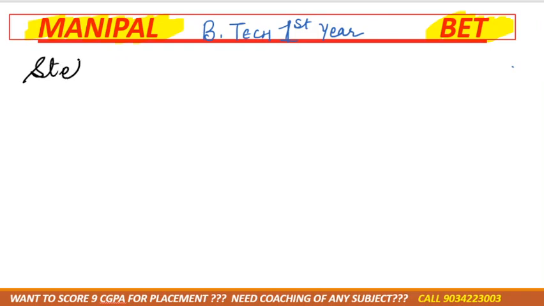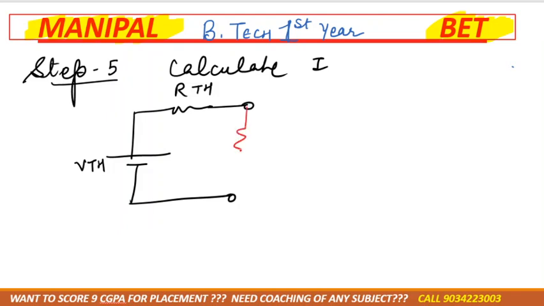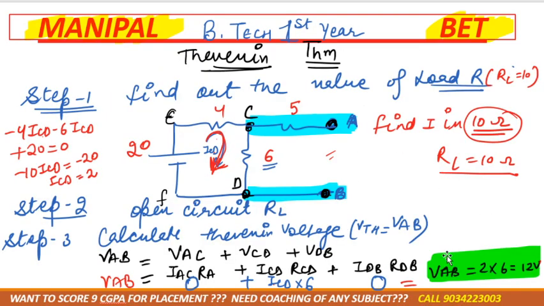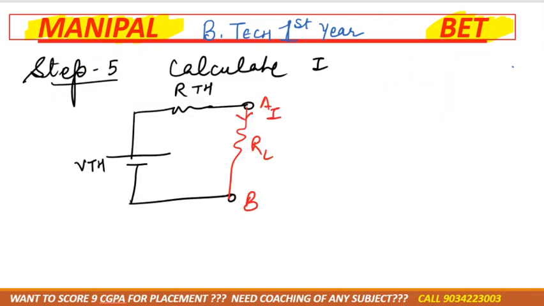Now the last and final step: they ask you to calculate the current. So we calculated VTH, right? We calculated RTH, and both of them are connected in series. And we removed RL resistance across A and B. Now we'll connect RL back to the A and B points only. So in this we need to calculate the current. VTH we have calculated, RTH we have calculated, both must be connected in series.